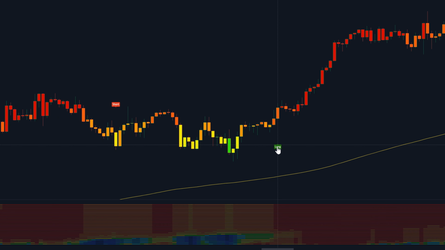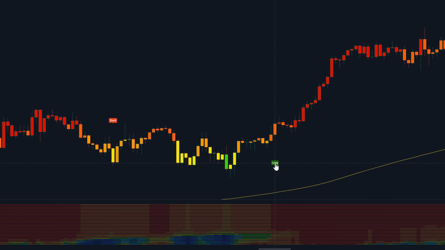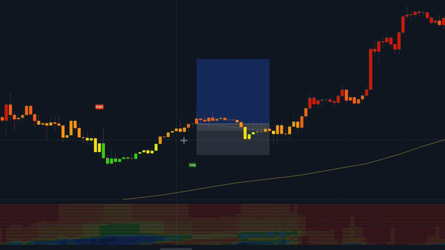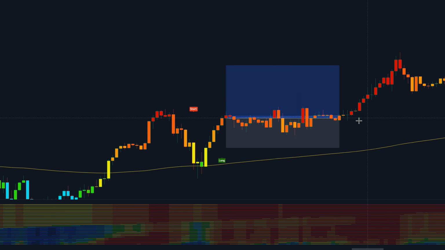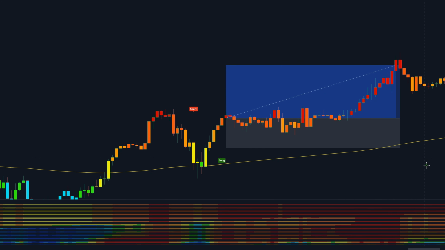And here was another position. We had a long signal printed on a candle that was colored bright orange. And then here was another one, and another one, and another one.